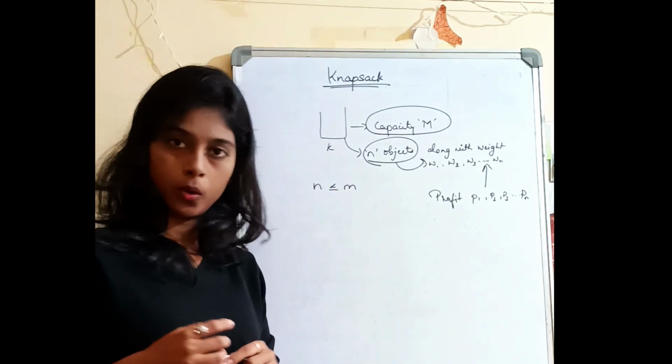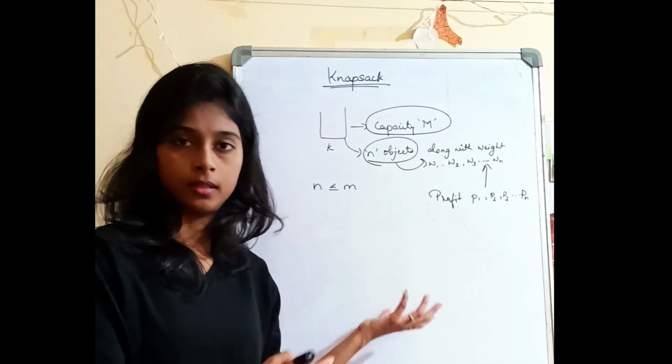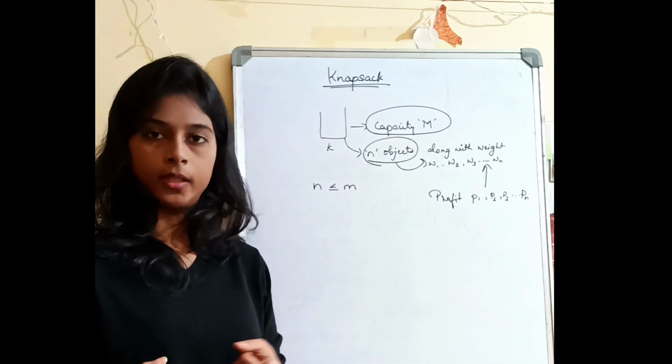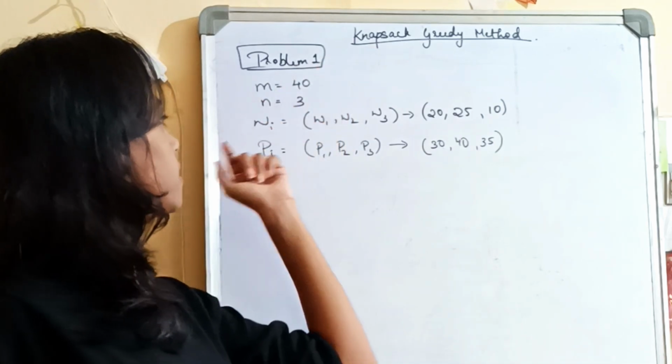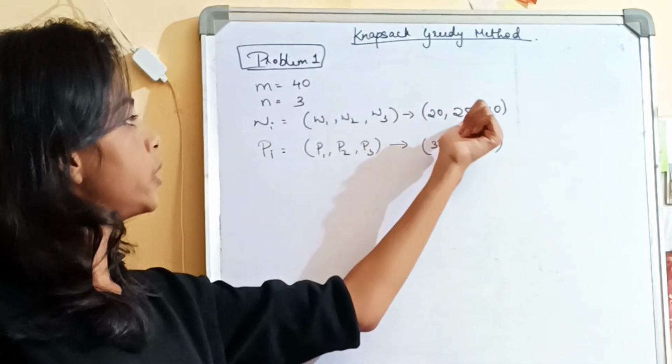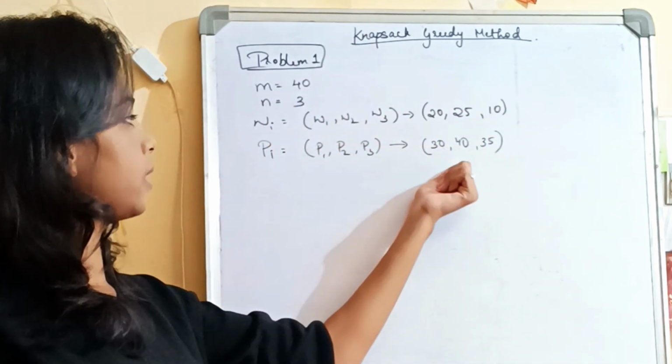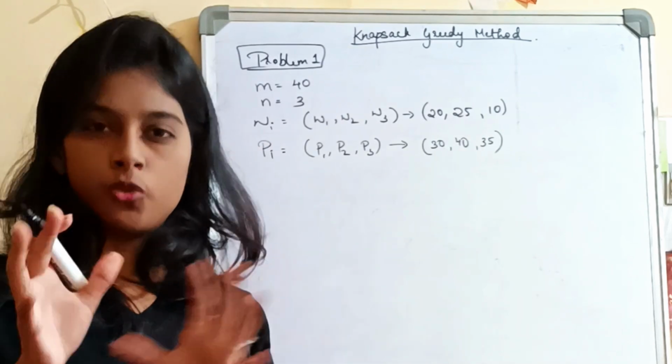Let us move on to the problem now. If you have not understood the definitions here, when I am doing the problem you will get to know what it is. Fine? Yeah. So m is 40, n is 3, the weights are 20, 25, 10 and the profits are 30, 40, 35. When it is given like this, you usually get confused.